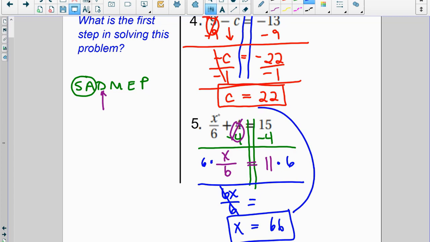If we plug that in to check, 66 divided by 6 is 11, and 11 plus 4 is 15. So 66 is the correct answer.